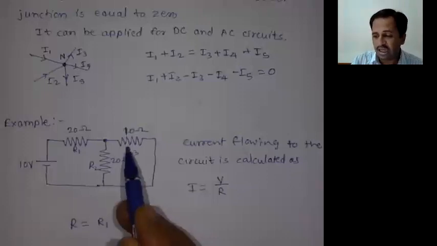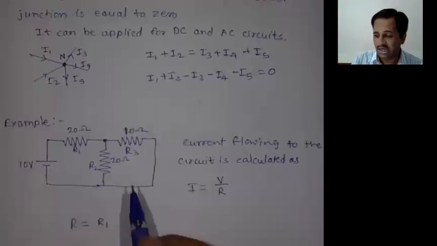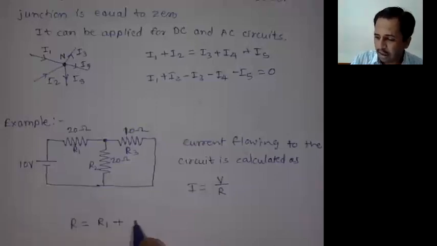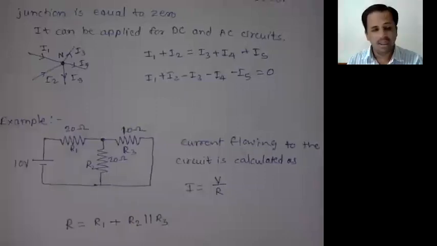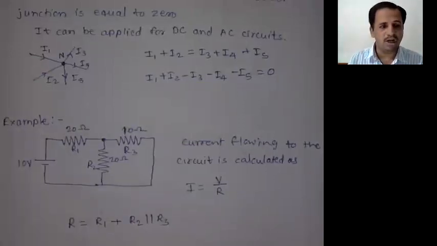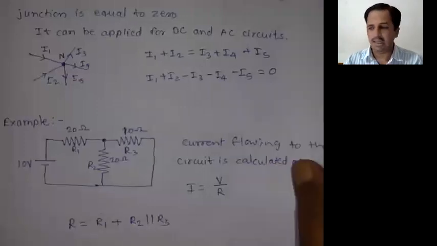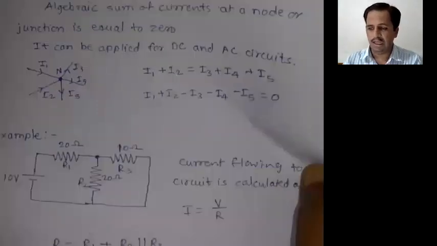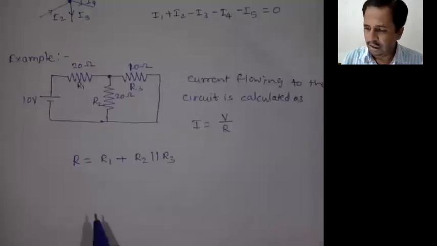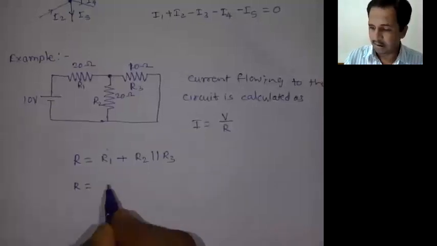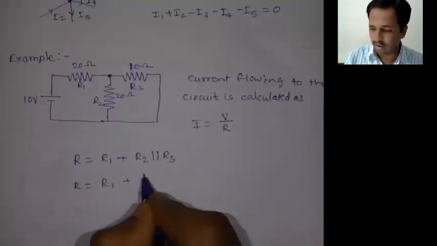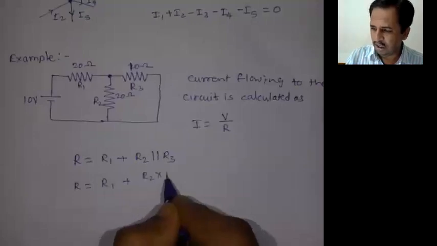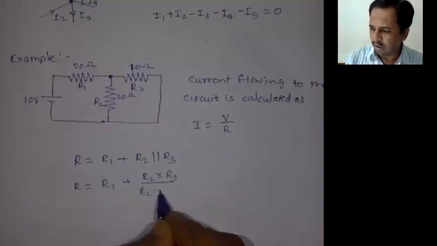And this parallel combination is in series with the R1 resistor, and therefore R1 plus R2 parallel R3. Once you simplify this equation, it is easy to calculate the resistance value, and we write it like this. R equals R1 plus R2 into R3 divided by R2 plus R3.